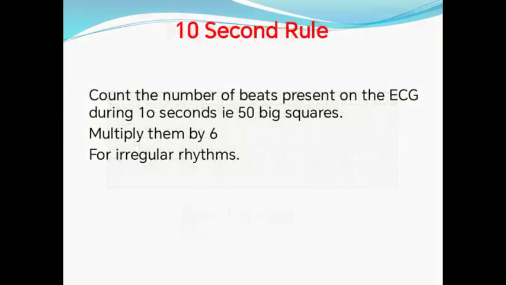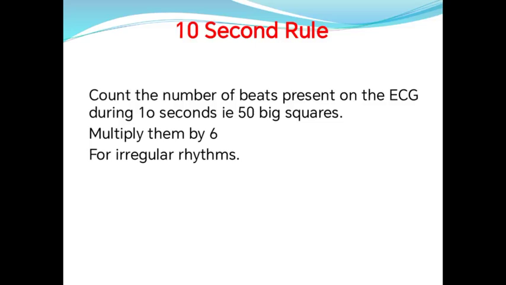Okay. So what is the 10-second rule? Here we count the number of beats present on the ECG during 10 seconds, that's 50 big squares, and multiply them by 6. We use the 10-second rule for irregular rhythm.